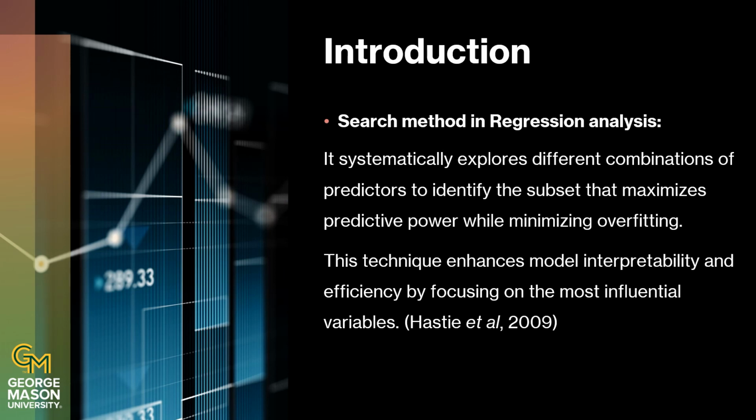Let's look at what search method in regression analysis is. It is a method of variable selection in regression analysis, and it systematically explores different combinations of predictors to identify the subset that maximizes predictive power while minimizing overfitting. Usually this technique enhances model interpretability and efficiency by focusing on the most influential variables.